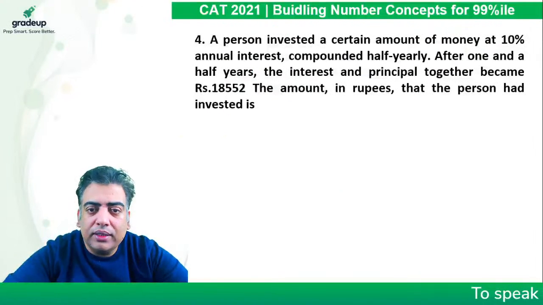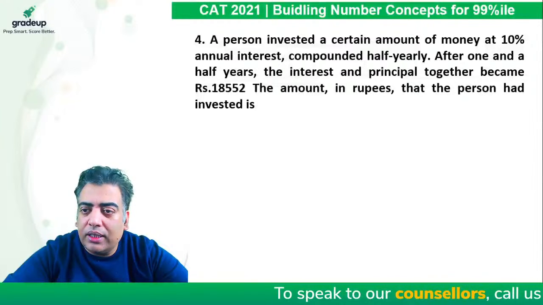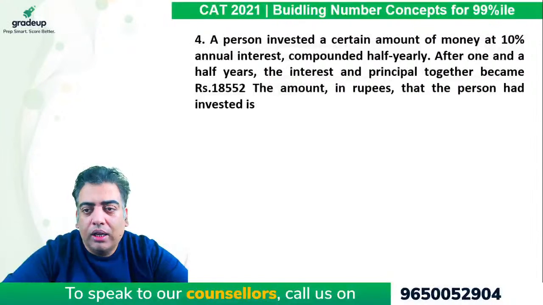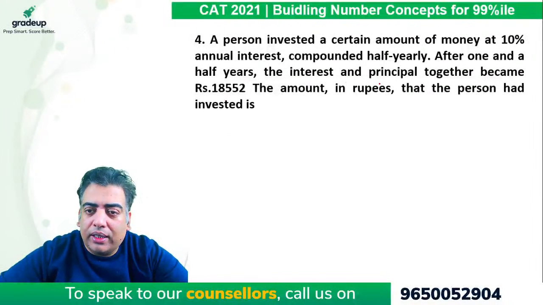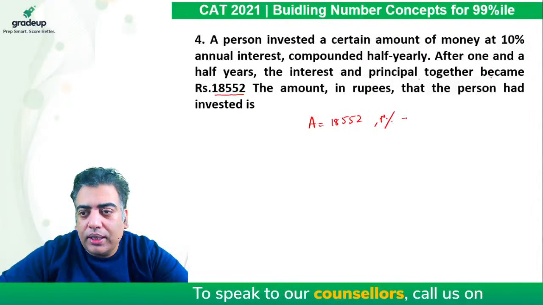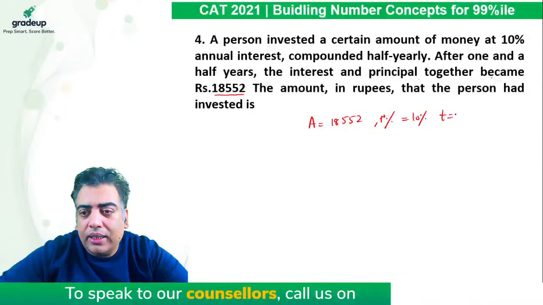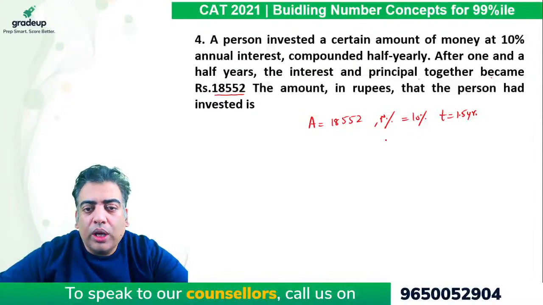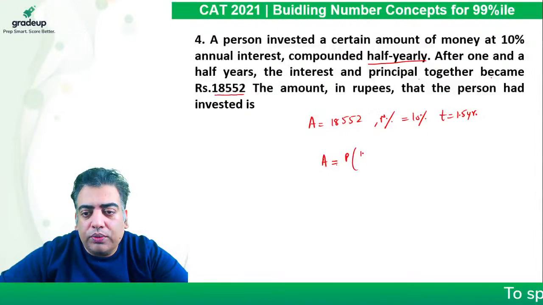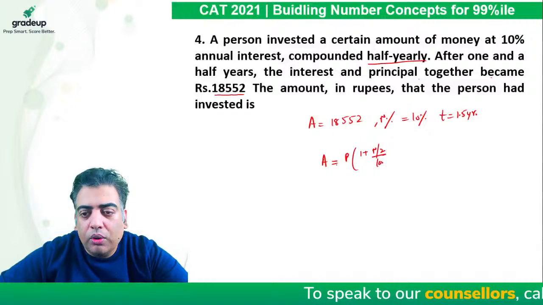Okay, so here it says a person invested a certain amount of money at 10% annual interest compounded half yearly. And after 1.5 years, the interest and principal together became 18,552. So the amount given to me is 18,552. Rate of interest given to me is 10% and period is 1.5 years. So the only thing required is the formula of compound interest when it is compounded half yearly. So it equals P into 1 plus R by 2 upon 100 whole raised to power 2t.